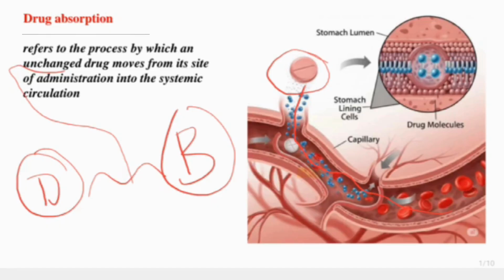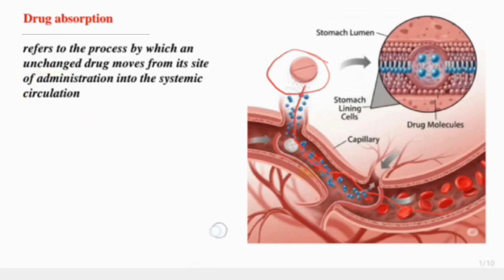administration. Whether it may be the oral route or the parenteral route, whatever it may be, drug absorption is defined as a process by which the drug in the unchanged form moves from its site of administration to the systemic circulation.